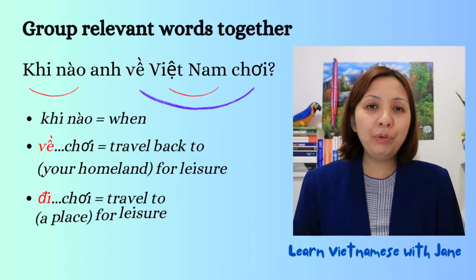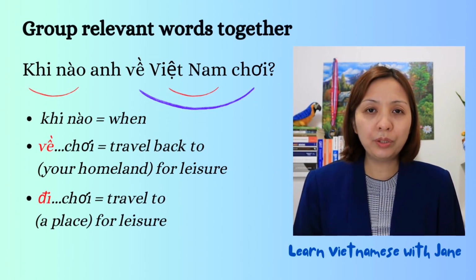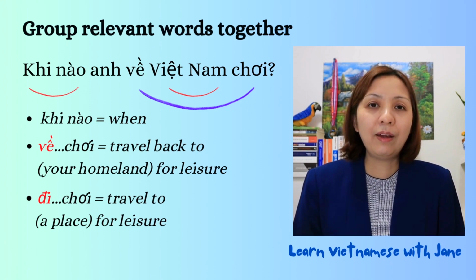Now similarly, we will need to group the relevant words together. Now let's take a look at this example. Khi nào anh về Việt Nam chơi? So you can see that khi nào is a word, means when. Anh means you.